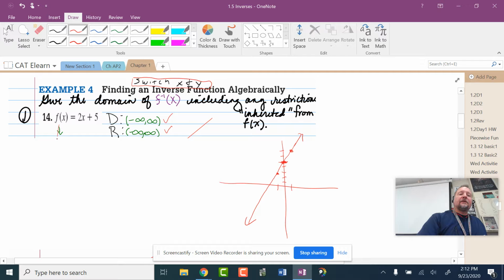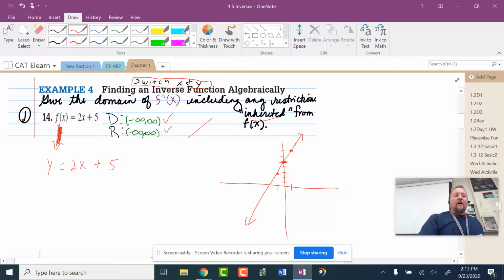Not really a special question, but we'll go through the brass tacks of solving for the inverse, or finding the inverse. Uh-oh, I hear somebody. Yes. Give the domain of the inverse of f of x, including any restrictions inherited. Okay, and actually we're going to give the domain and the range of the inverse. Okay, so yeah, sorry about that. It's not my writing. Borrowed some notes from another teacher, but not that my writing's any better.